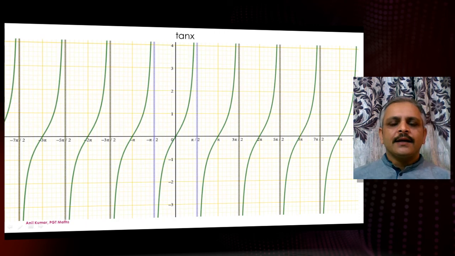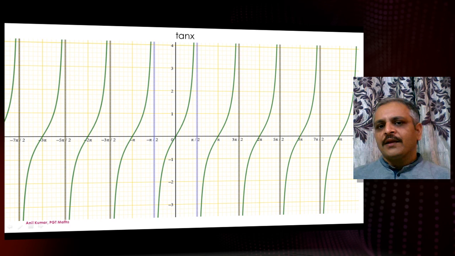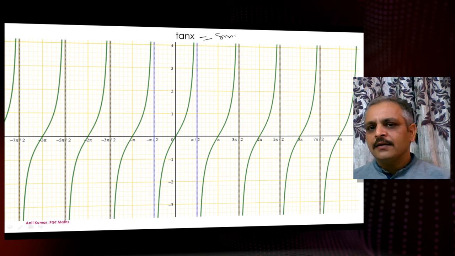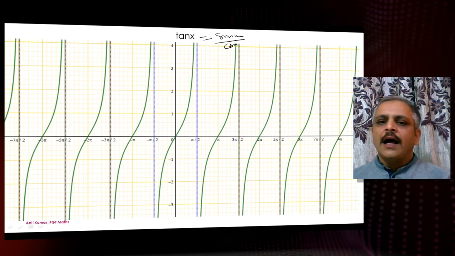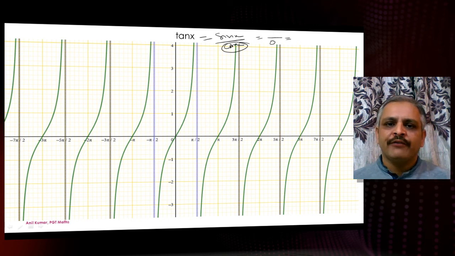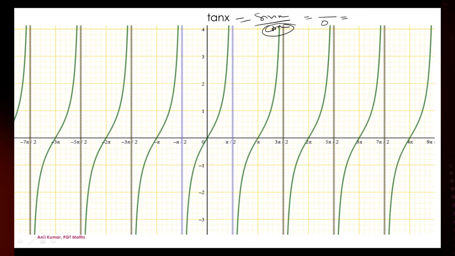Tan x. This green line is representing the curve of tan x. As we know, tan x is sin x by cos x, and wherever cos x is 0, the curve will lead to infinity. Wherever my denominator becomes 0, the curve will not be defined. You can see that at pi by 2, the curve is leading towards infinity. At 3 pi by 2, the curve is leading towards infinity. So the curve does not exist wherever cos is 0.